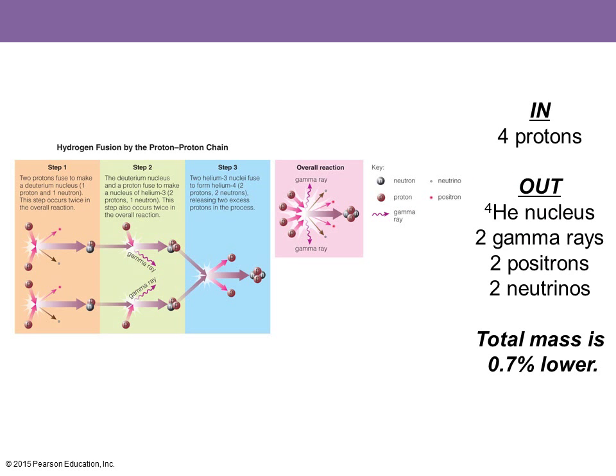This is a more detailed description of nuclear fusion, where we put 4 protons in, and out of that we get 1 helium nucleus, 2 gamma rays, 2 positrons, and 2 neutrinos. The total mass is 0.7% lower than the original mass. As I said before, that's the mass that gives us the energy that we have the sun radiating toward us.